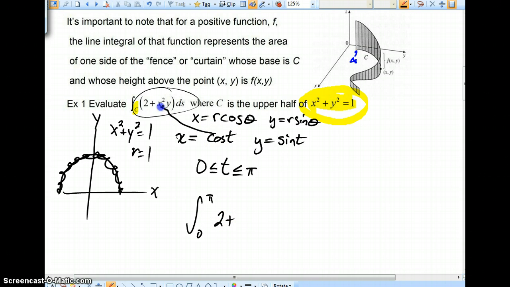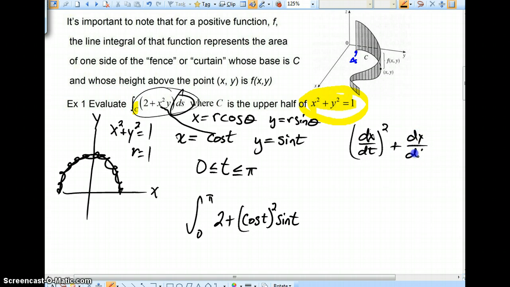And wherever I have an x, I'm going to plug in cosine of t. So I'll say cosine of t squared. Wherever I have a y, I'll just plug in the sine of t. But remember what ds was. ds was the square root of dx dt squared plus dy dt squared. Well, real quick, what is dx dt? Help me out with that, guys.